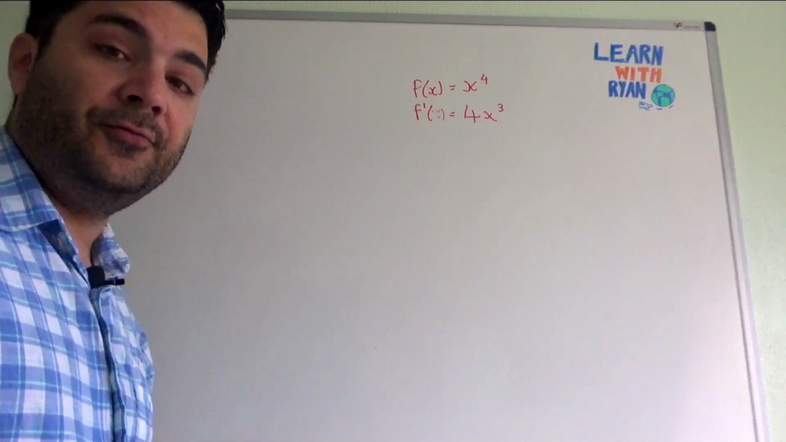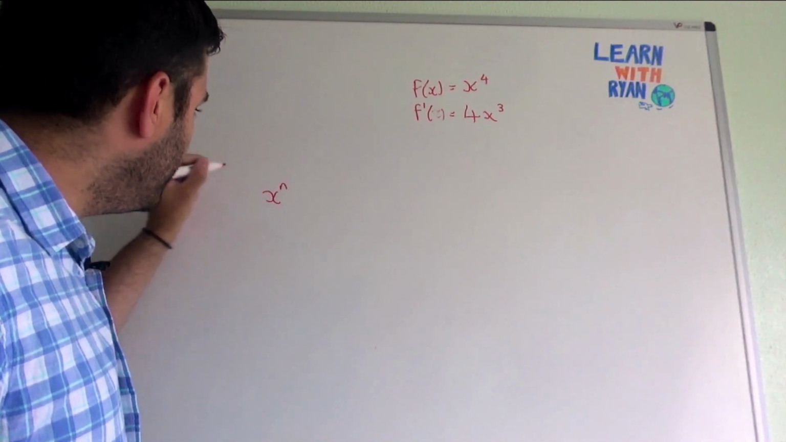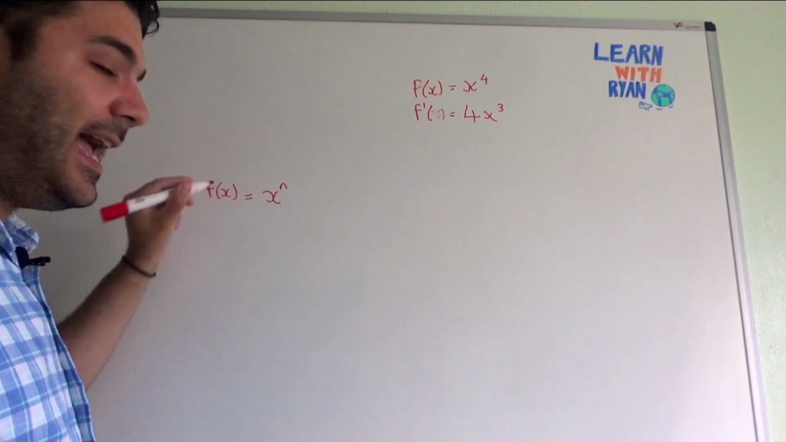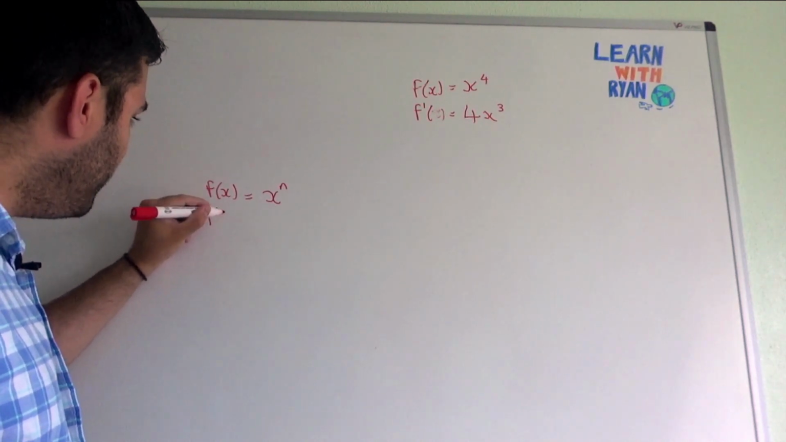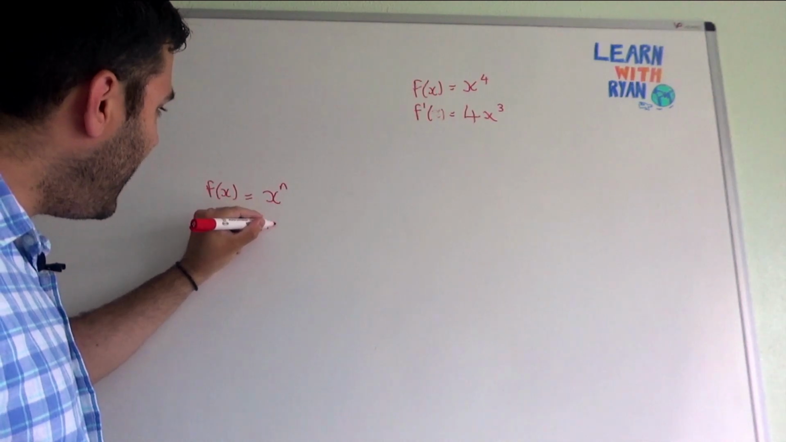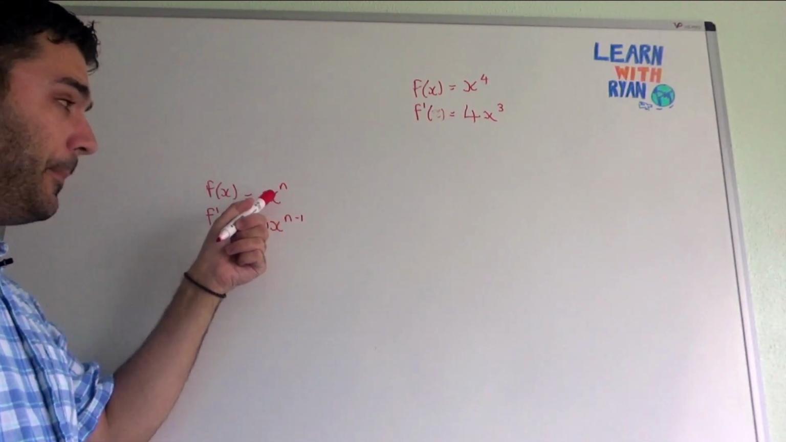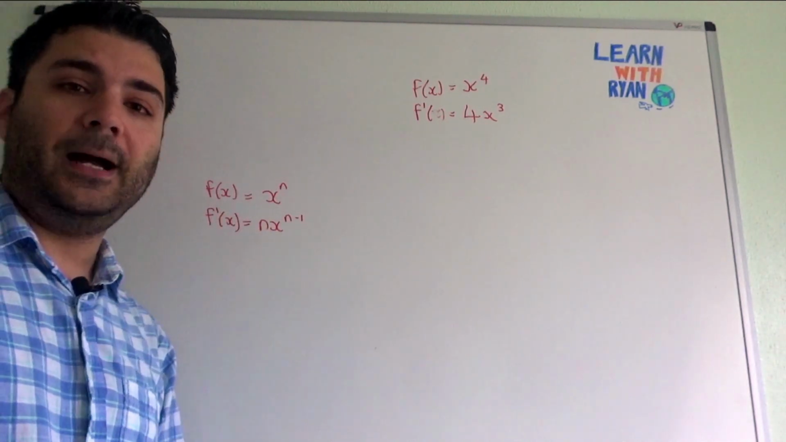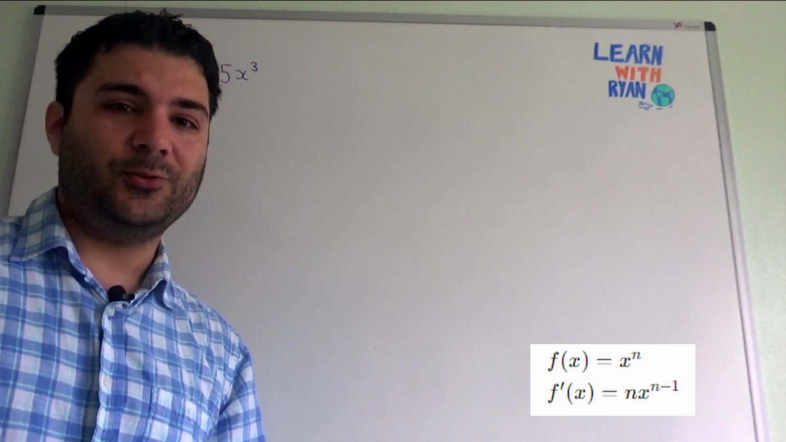In fact, we can generalize it. If we have a function of the form x to the n, so we have a function f of x equaling x to the n, then the derivative f prime of x is equal to n x to the n minus 1. So we bring the power down to the front in front of the x, and we decrease the power by 1. Okay, so let's have a look at an example question.